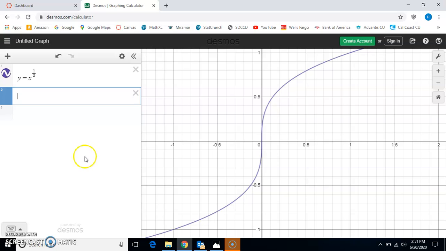So look for that. And if you want to come back into Desmos yourself, you can kind of play around with that too. Okay, that's all I want to say.